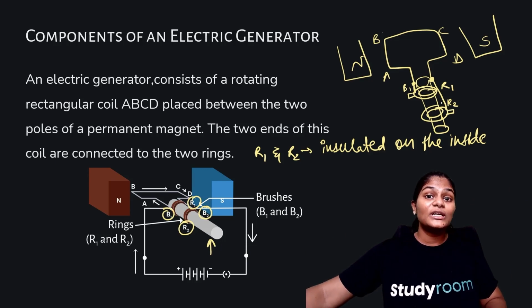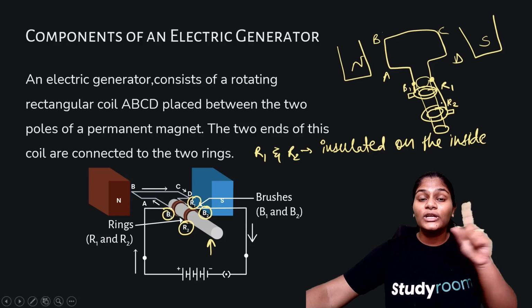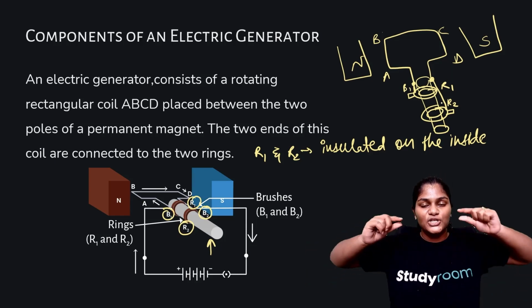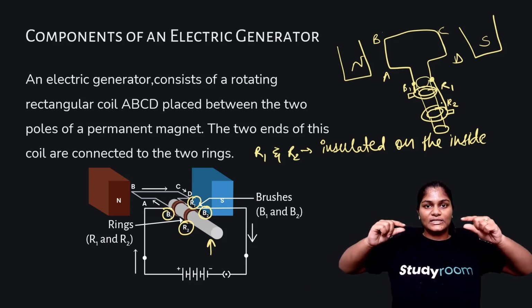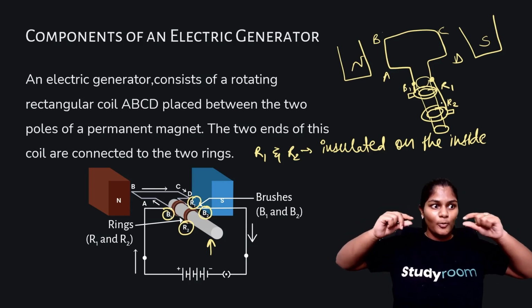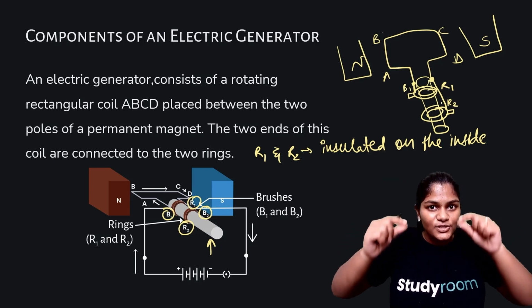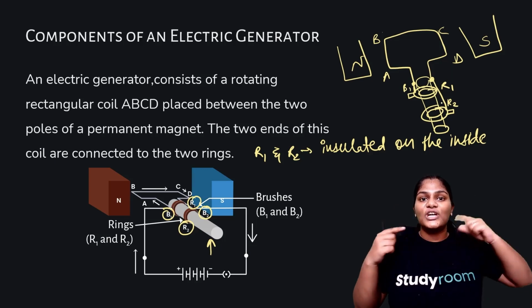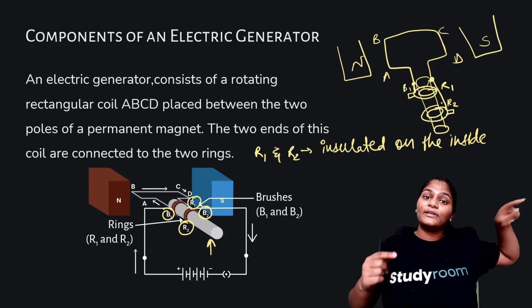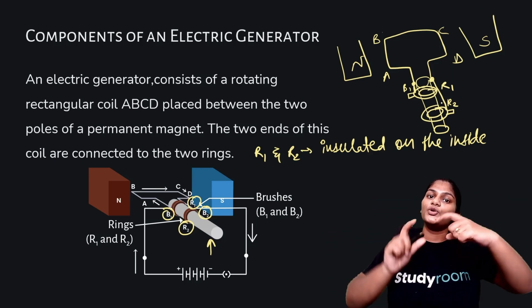Okay, so the coil ends are not connected to the brushes because the brushes are stationary, but the coil has to rotate. So if the brushes are stationary and the ends of the coil are connected to the brushes, would the coil be able to rotate? No, because the brush is fixed. So the ends of the coil are connected to the rings R1 and R2, just like the ends of the coil were connected to the half rings P and Q, which could move.